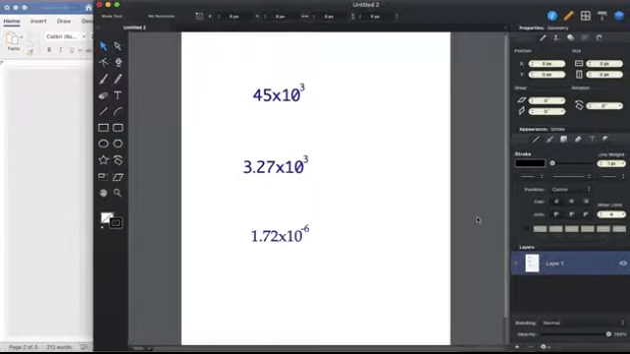Where are my notes so I don't be all over the place? When you are dealing with scientific notation, it puts a limit to what happens here.